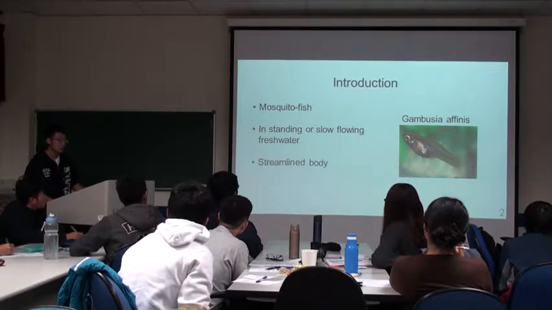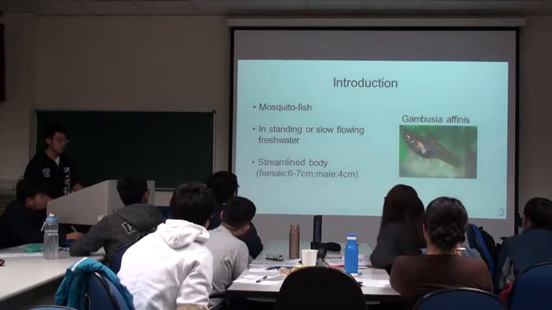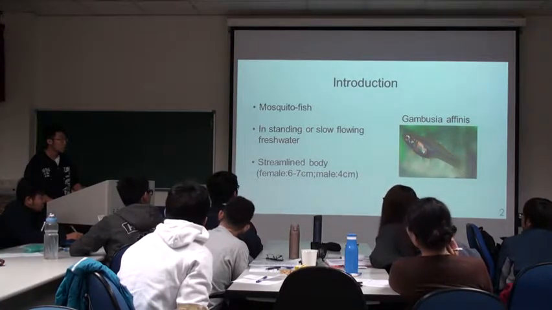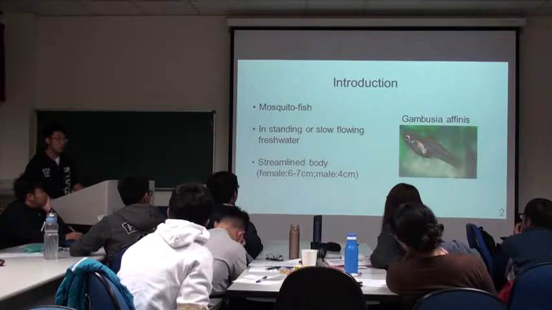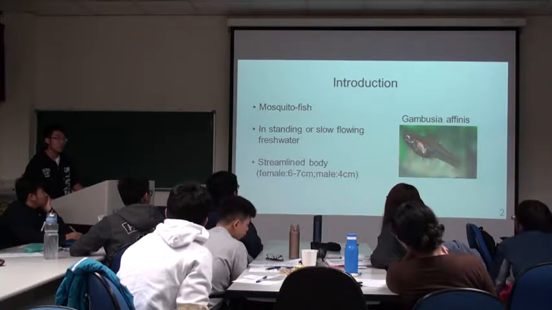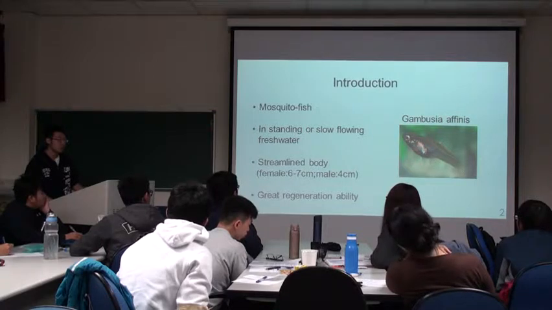It has a string-like body that reaches a maximum of 6 to 7 cm in females, while males reach 4 cm. And why did we choose Gambusia affinis as our model? That's because of its great regeneration ability.